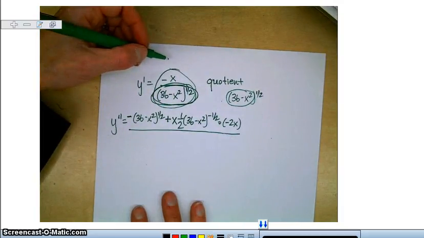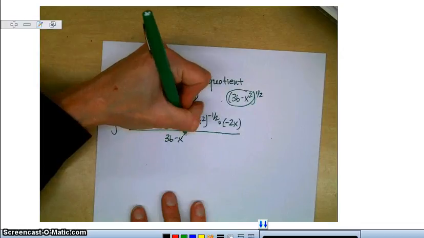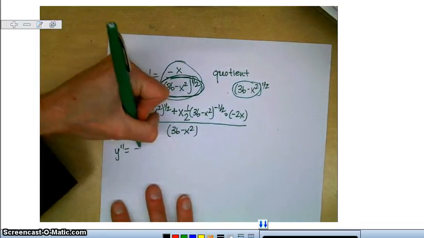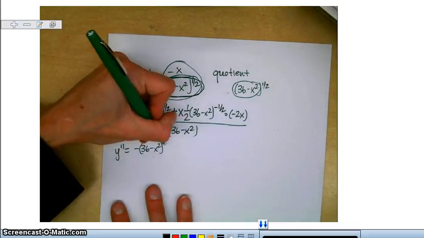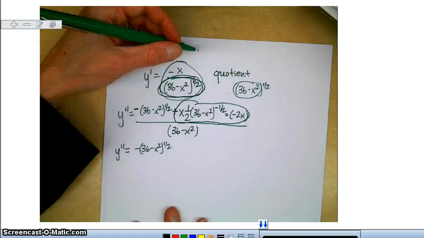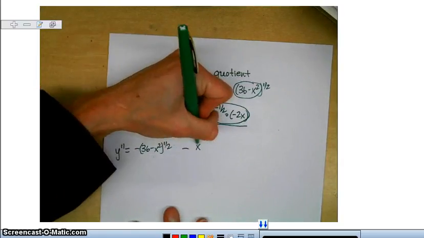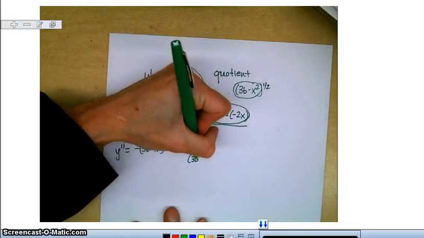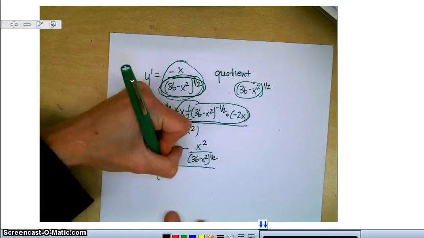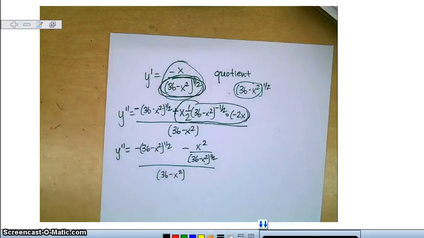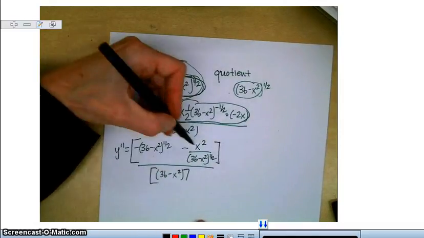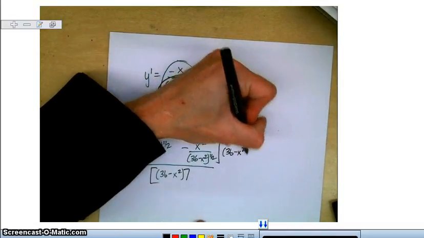What do you get? 36 minus x squared. Okay, so let's clean this up. Y prime prime is negative 36 minus x squared to the 1/2 power. And here, what's on the top of that part? Negative x squared. And on the bottom I have 36 minus x squared to the 1/2 power, all over that. So what should I multiply top and bottom by? Top and bottom by the problem up here, which is 36 minus x squared to the 1/2.